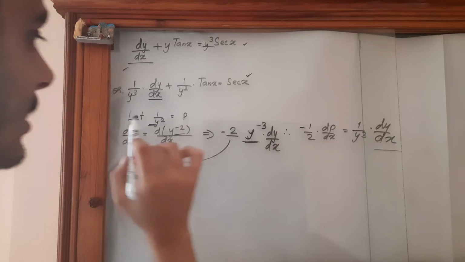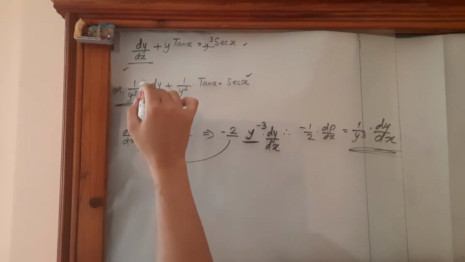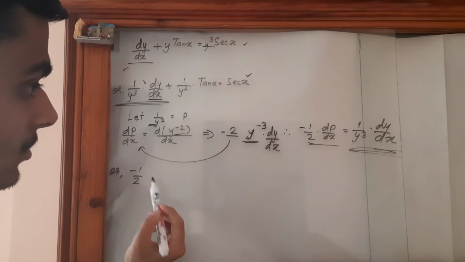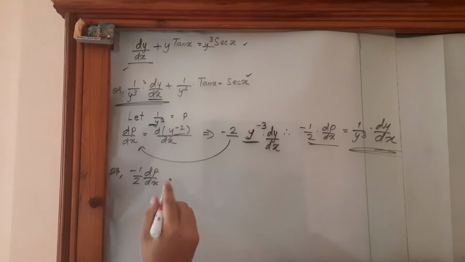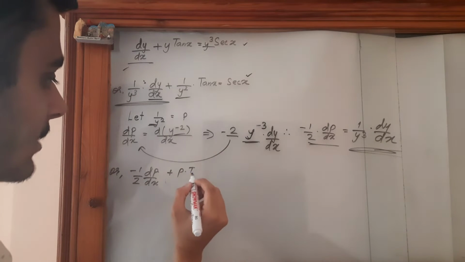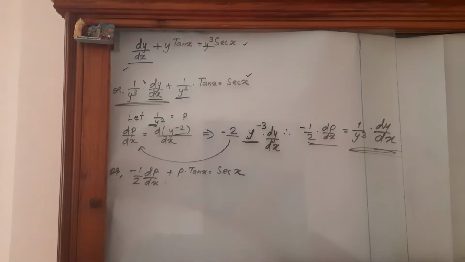So yes, now what you might notice is this thing and this thing is the same. So we can replace the value of this as this. So minus 1 over 2 dp over dx, there's a plus sign, plus 1 over y squared is p, so plus p times tan x is equal to sec x. So now we have to remove this constant in order to make the coefficient of dp over dx as 1. So for that we have to multiply both the sides with minus 2.